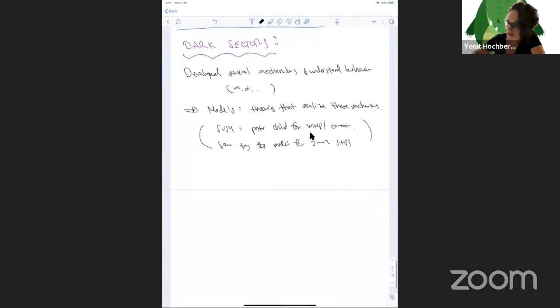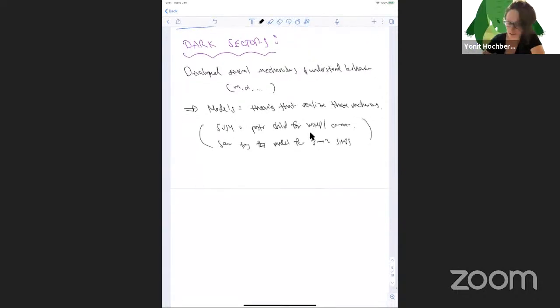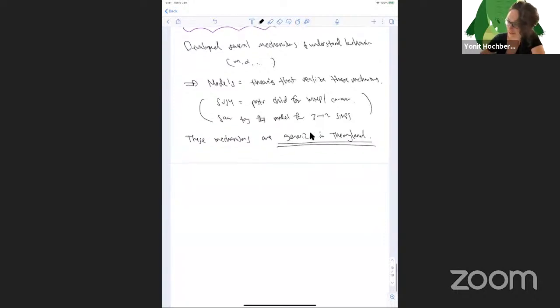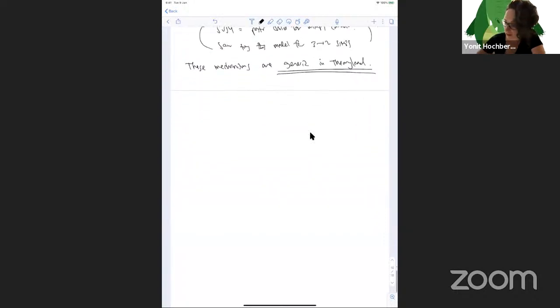But what I really want to show you by talking now about dark sectors is that all of these different ideas that we've been talking about, these mechanisms, are really generic in theory land. Okay, so I hope to give you a little bit of a sense of what I mean by that. So let's start talking about a dark sector zoo.